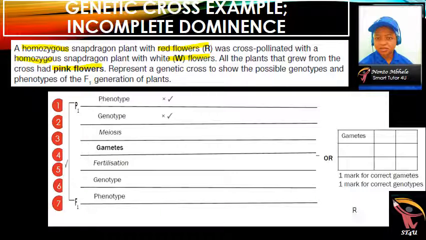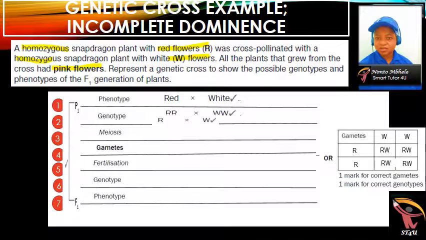So on the phenotype, what would you write? On the phenotype, you write red is crossed with white because that's the phenotype of the flowers. Genotype, you write big letter R, big letter R crossed with big letter W, big letter W. And then meiosis takes place, and then there are your gametes. Fertilization takes place, and you get your genotype as well as your phenotype. So this is the answer. If you want, you can also use the Punnett square, in which you'll get the same, except that you can write the 4 next to big RW, and then you can write all pink. Even if you do like this, it's still okay.